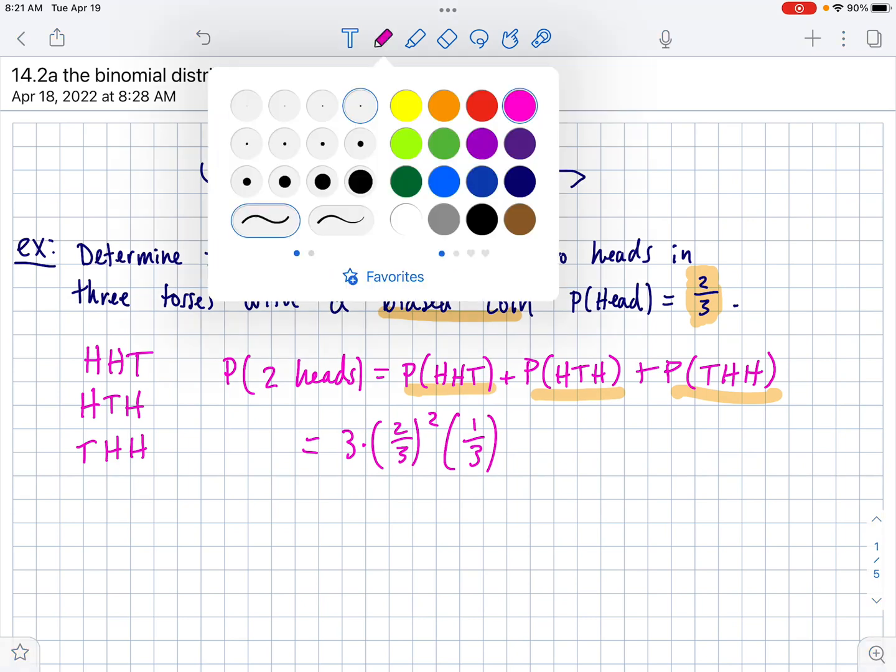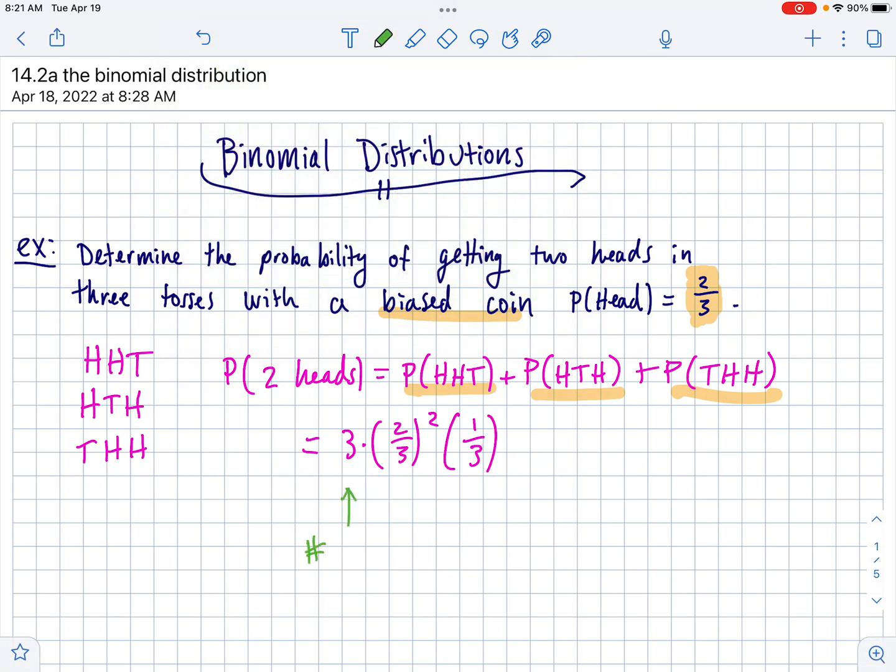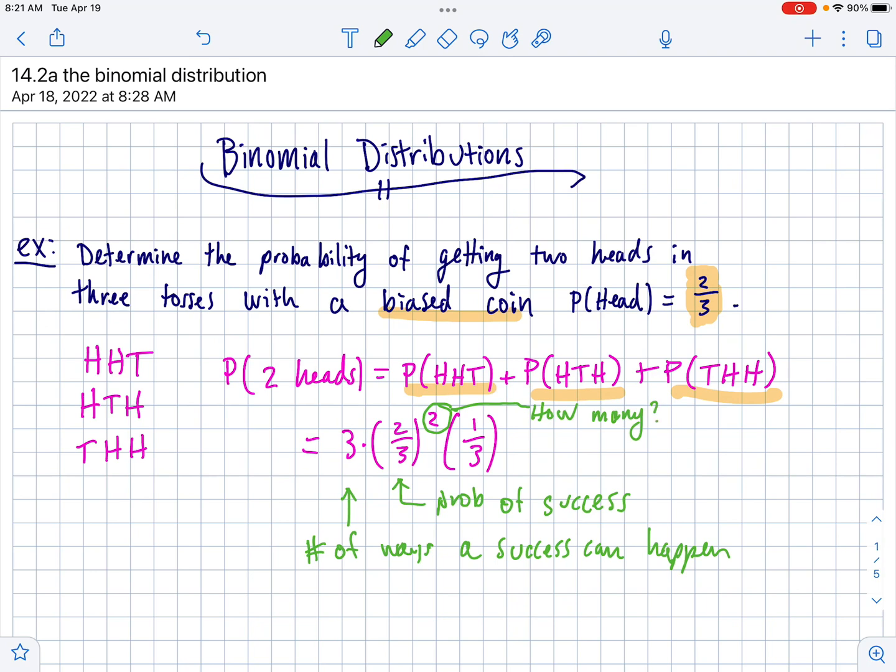So, some things to take away here, and I'll switch to a different color. This is the number of ways a success can happen. I'm going to put this very generally. This is the probability of success. This number right here is how many trials you're looking for, or how many of the expected outcome. And then this is the probability of non-success, I guess I'll say.